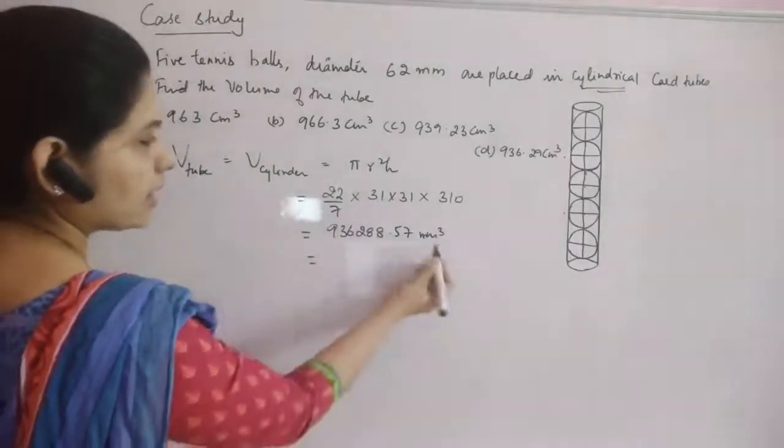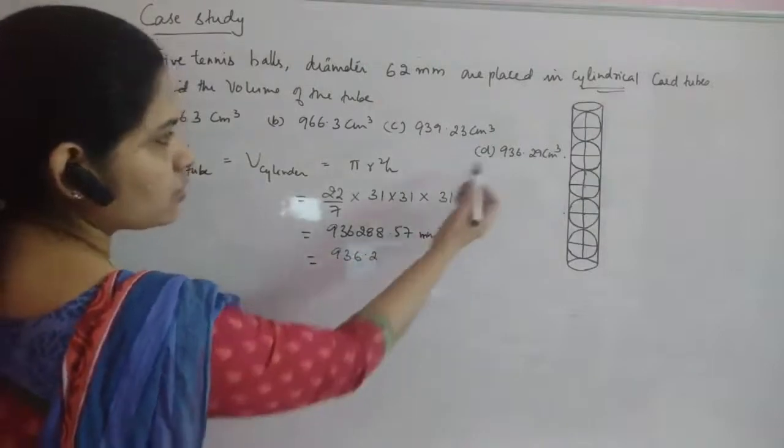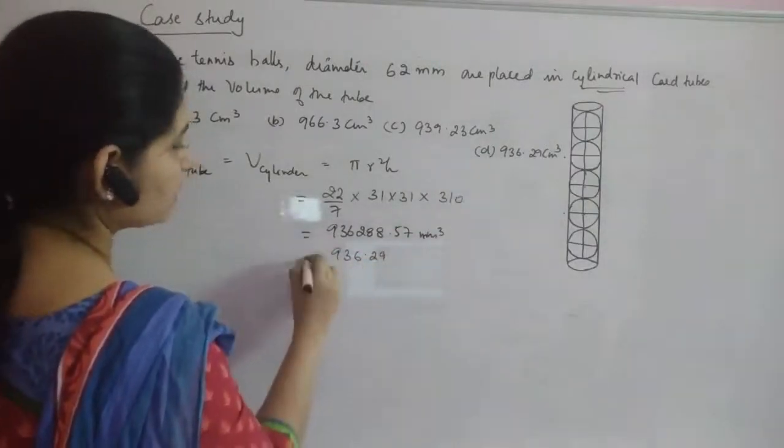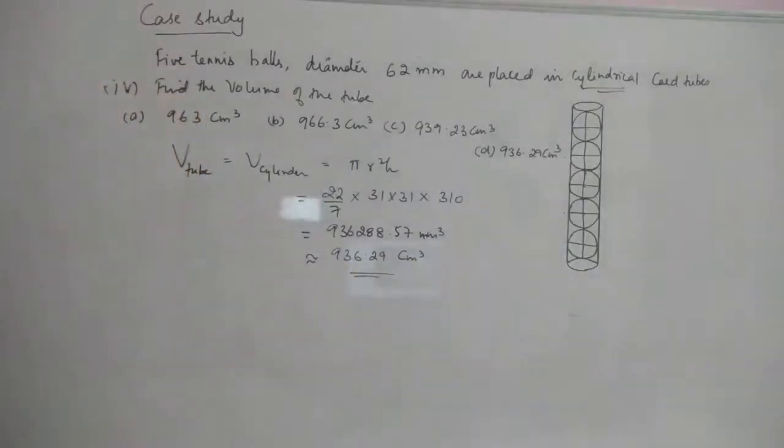36288.57 can be, again this is in mm cube, so this will become 6.288. So approximately you can write 29 when it becomes centimeter cube. Okay, so 936.29 centimeter cube is the volume of the tube.